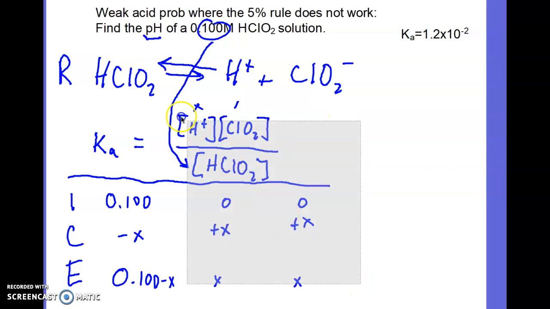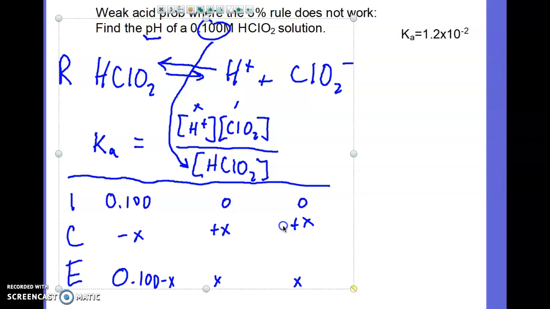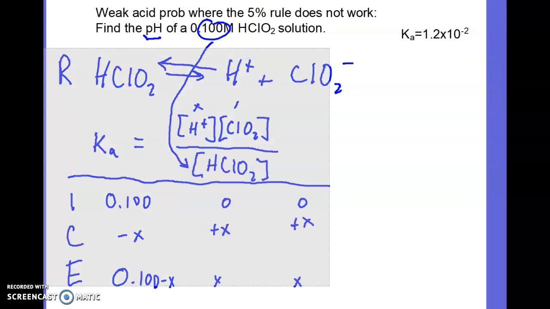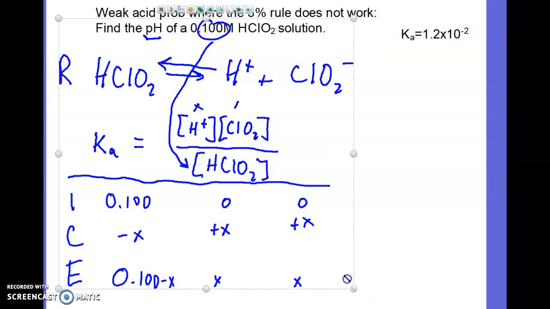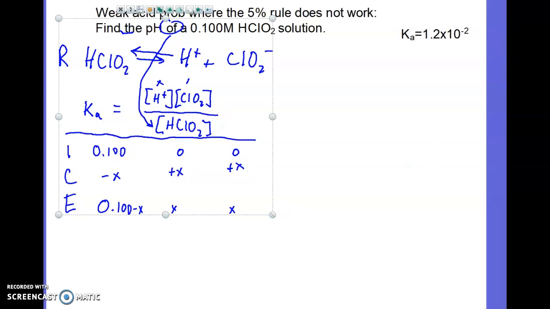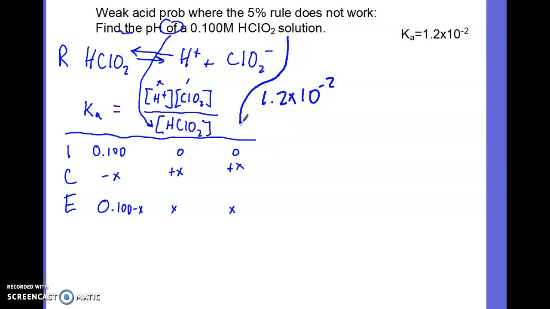Let me give myself a little bit more room here. So my Ka, 1.2 times 10 to the negative second, is equal to my unknowns, x squared over 0.100 minus x.